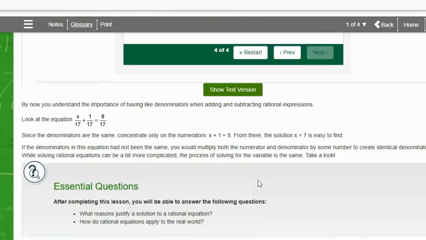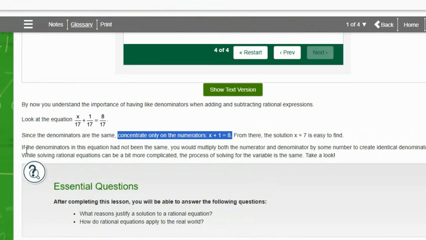All right. So now you understand the importance of having like denominators when you add or subtract rational expressions. Like, x over 17 plus 1 over 17 equals 8 over 17. Since the denominators are the same, just concentrate on the numerator. x plus 1 equals 8. And then it's easy to see, oh, that solution is x equals 7. And you guys nailed that.